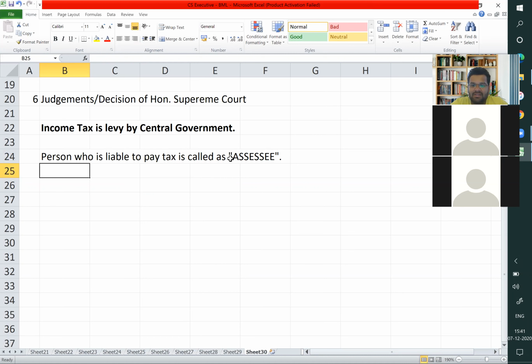Can you tell me in GST what is that person called as? Yes, he's called as taxable person. I got it, Rishik, what you are thinking. You are talking about burden. But the one who is liable to pay tax in GST, there is no concept of assessee. In income tax, there is a concept of assessee. Assessee means a person who is liable to pay tax. Is it clear? Got the point?